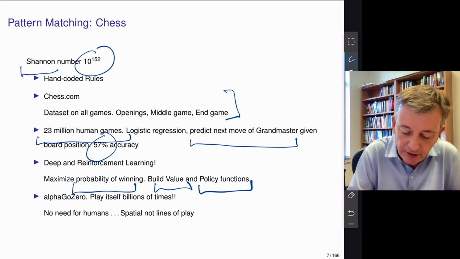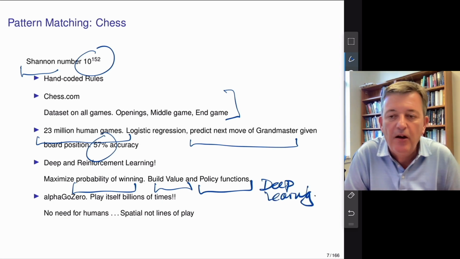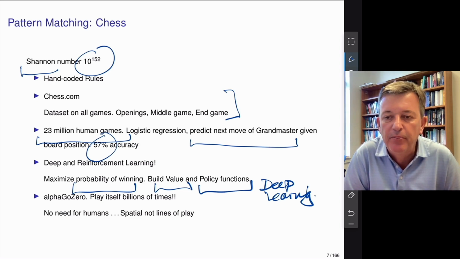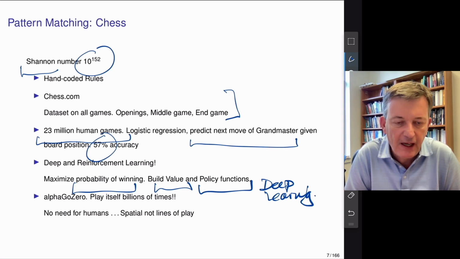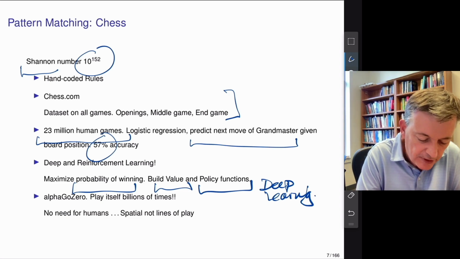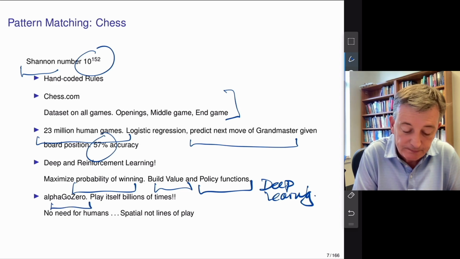One of the interesting things is that we'll use two deep learning algorithms, one to model the value function and one to model the policy function, and they'll interact with each other to build an overall decision rule for how to play chess. And again, one of the current algorithms is AlphaGo Zero, which we'll talk about.